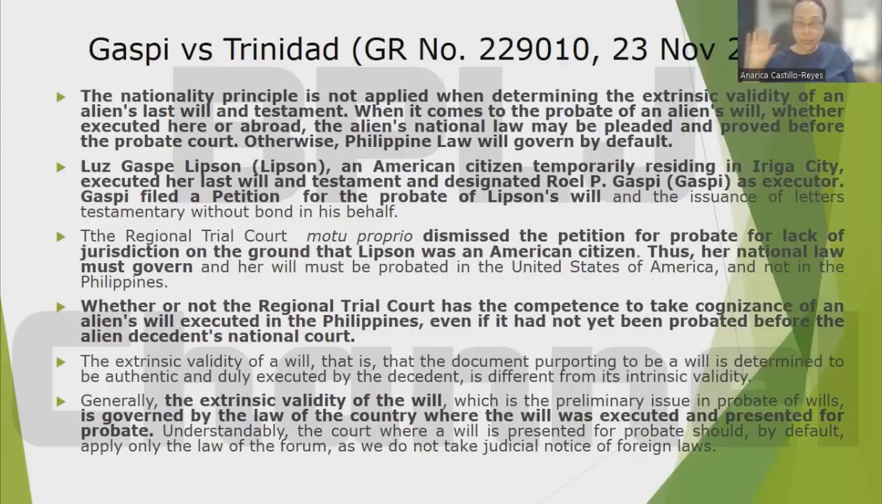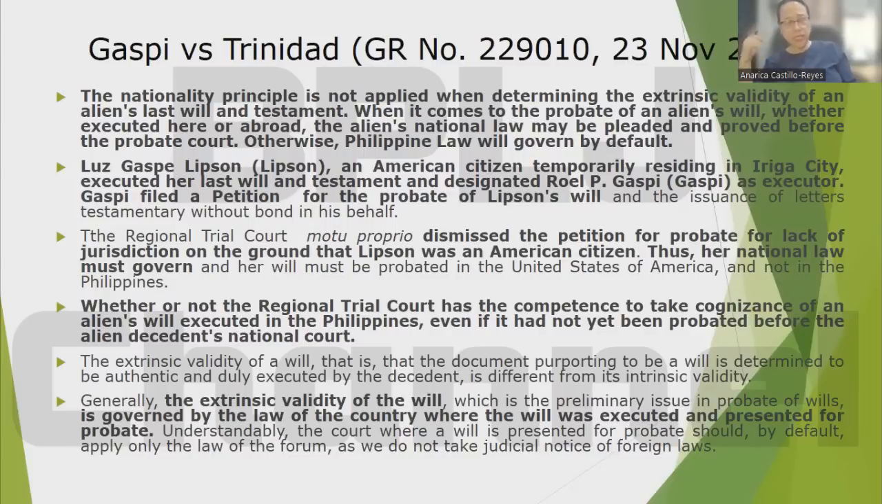However, with respect to determining the extrinsic validity of a will, okay, they do not refer to any of those laws. Why? Because extrinsic validity of a last will and testament pertains only to the formalities that are needed for a will to be valid. So in this case, the nationality of the testator would not be essential or important. Okay? It is the place of the execution, the lex loci celebrationis, which is important in determining whether or not that will is valid. Okay? When it comes to the probate of an alien's will, whether executed here or abroad, the alien's national law may be pleaded and proved before the probate. Otherwise, Philippine law will govern by default.